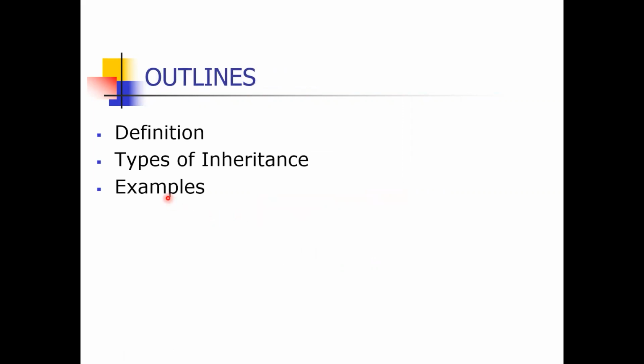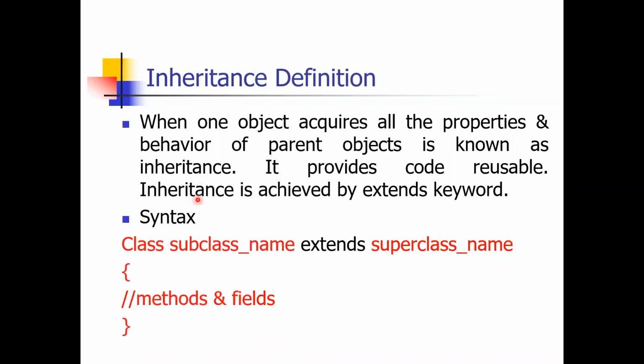In the previous lecture we completed the concept of classes and objects. Now today we will complete the topic of inheritance. The outline is: we will first understand the meaning of inheritance, then types of inheritance, then examples of inheritance, meaning how to write programs of inheritance. Okay, so let's start.